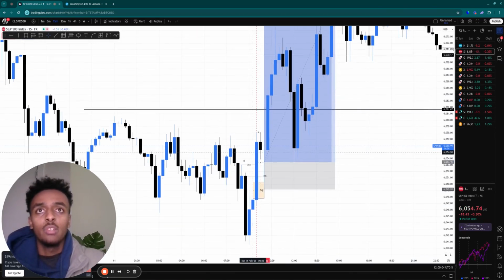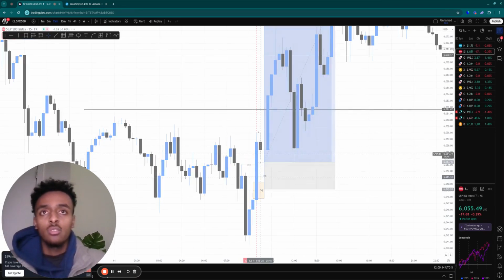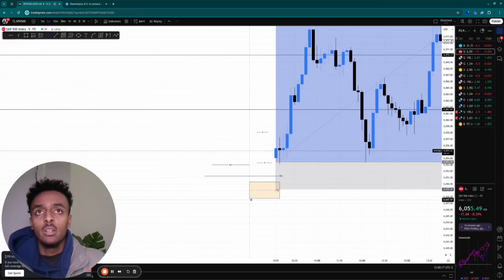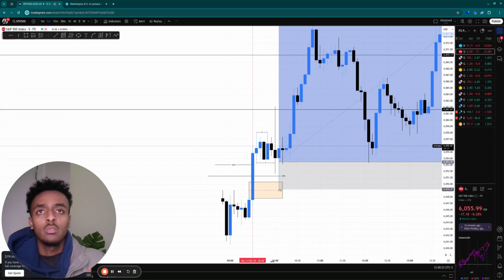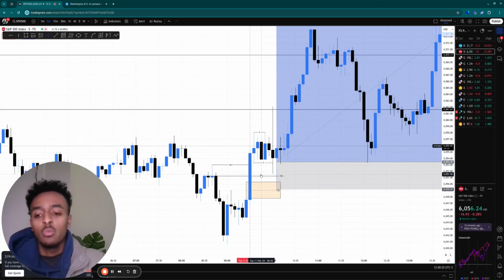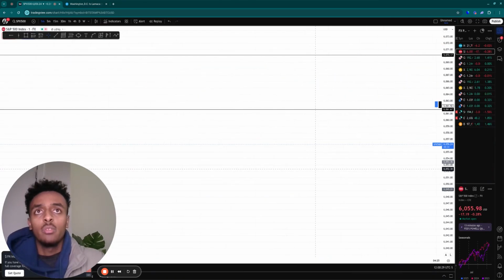So we see a 15-minute flip in structure, at which point we start to look for premium areas of entry that we can enter off of, which ends up being this 15-minute order block. And also this should be a 5-minute fair value gap right here. I'm not quite sure why it's not showing. Yeah, it's actually a 1-minute fair value gap. We get this 1-minute fair value gap, and then we pretty much just execute on that.